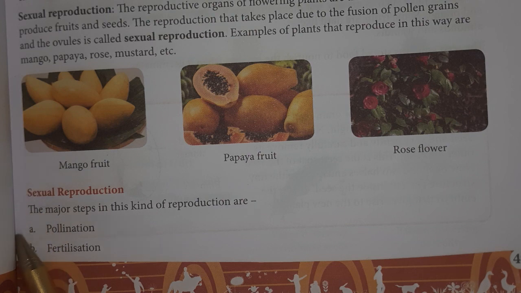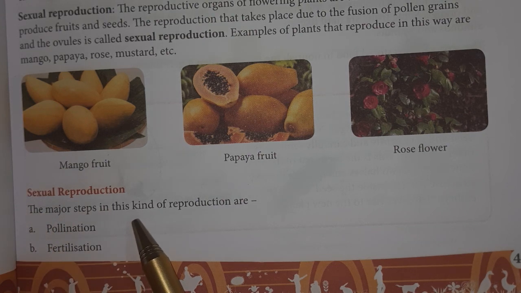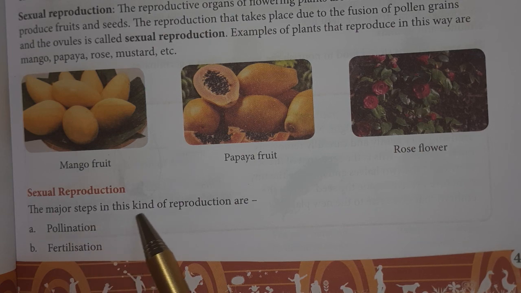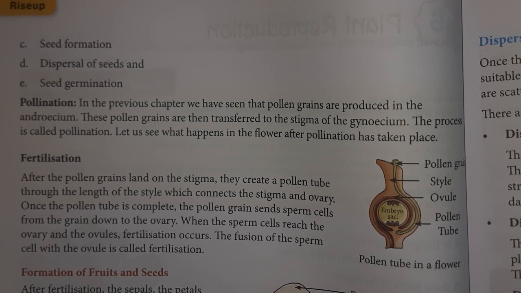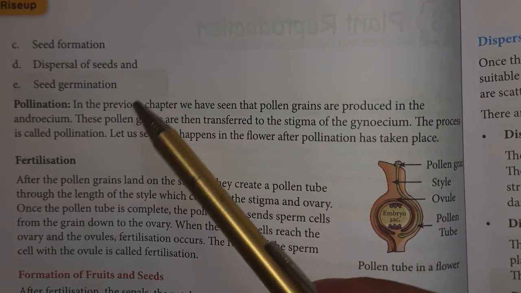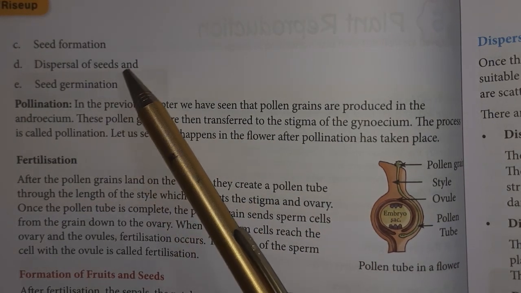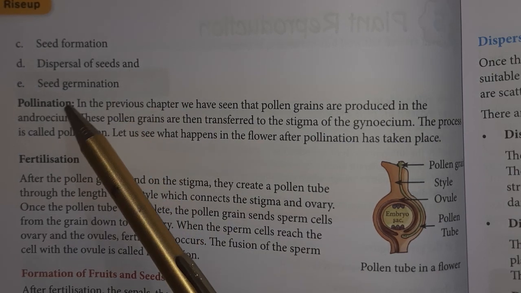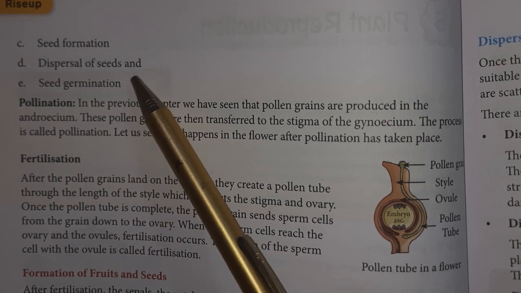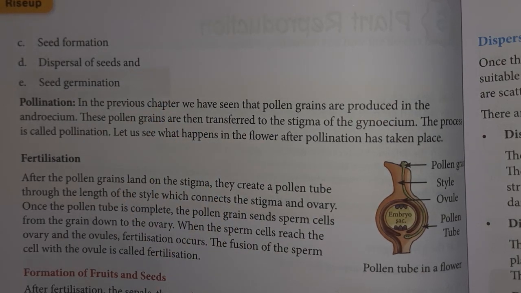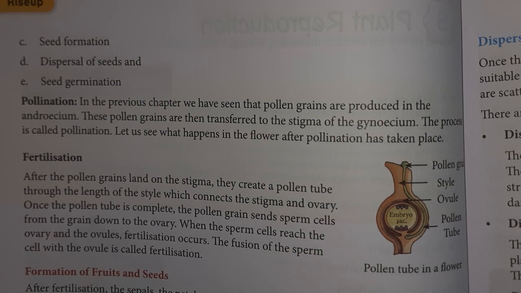There are five major steps in this kind of reproduction. First is pollination, second is fertilization, third is seed formation, fourth is dispersal of seeds, and fifth one is seed germination. So all these steps we will discuss in next video.